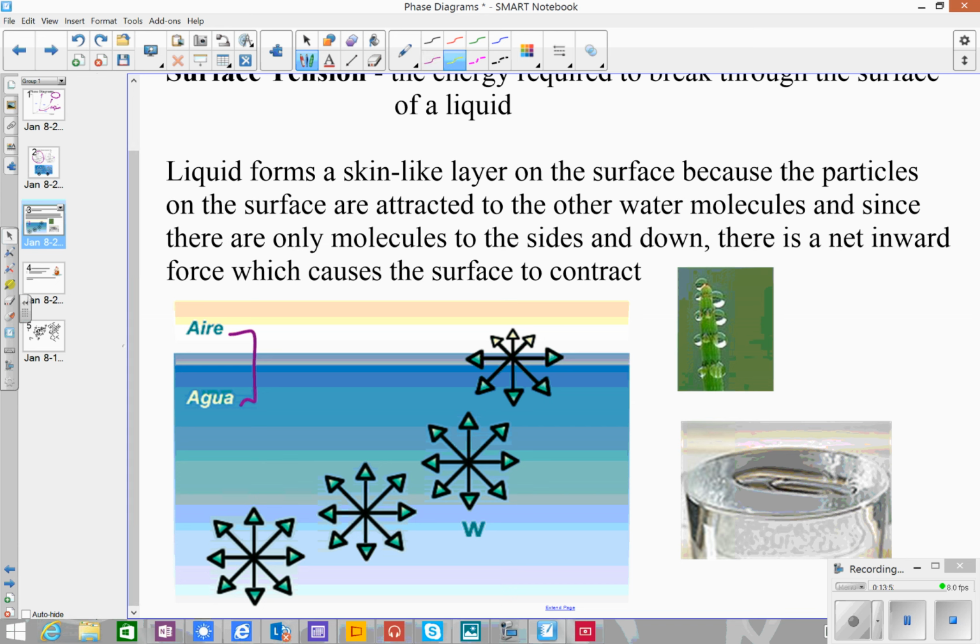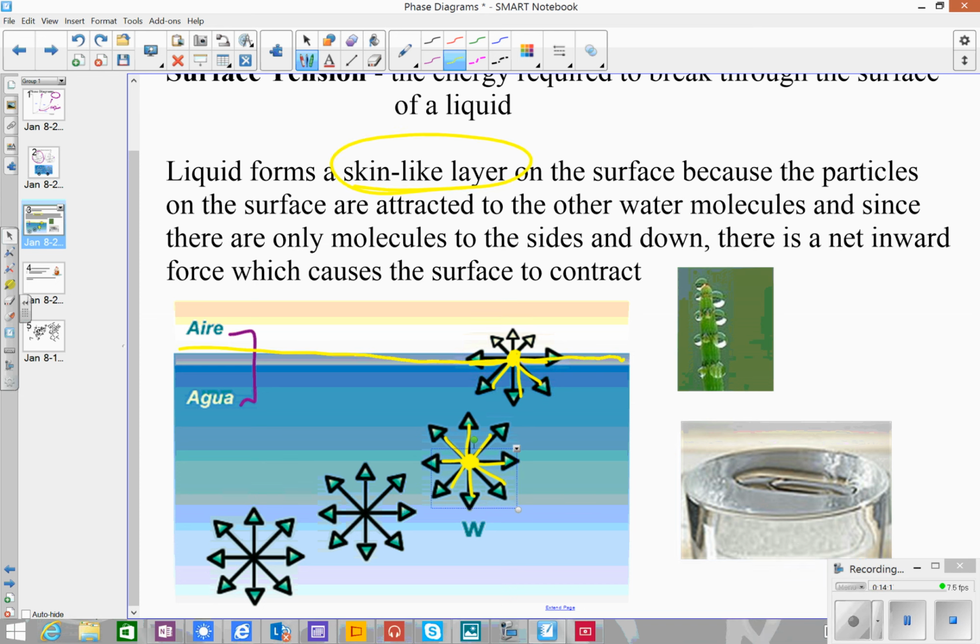You see you've got your particles. Let's say the particle that we're talking about is right here in the middle, and he's attracted out to particles all the way around him, okay? But up here, the water particles that are right at the surface are only attracted to the ones to the side and down. So there's more force acting to the side and down, and it ends up forming, it says in the definition up here, a skin-like layer. It ends up forming like a barrier.